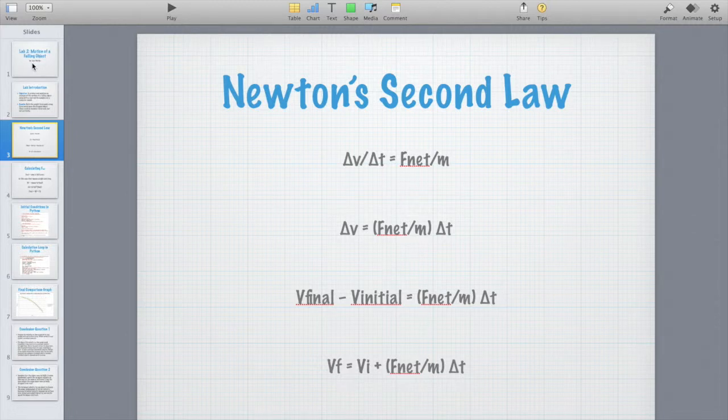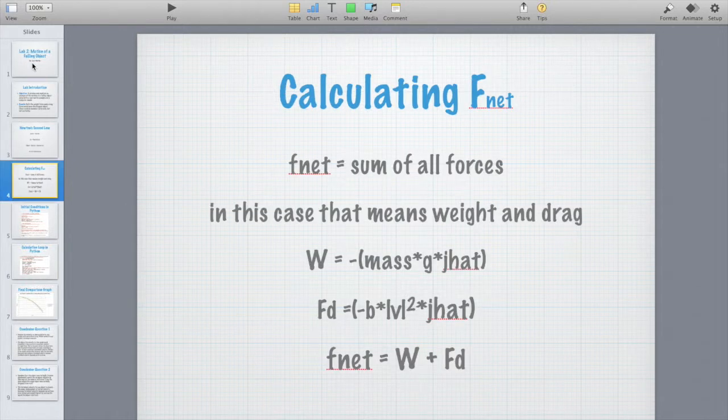The motion of a falling object is dependent on Newton's second law, which, in its final form, is: final velocity equals initial velocity plus the net force over the mass of the object times the change in time.